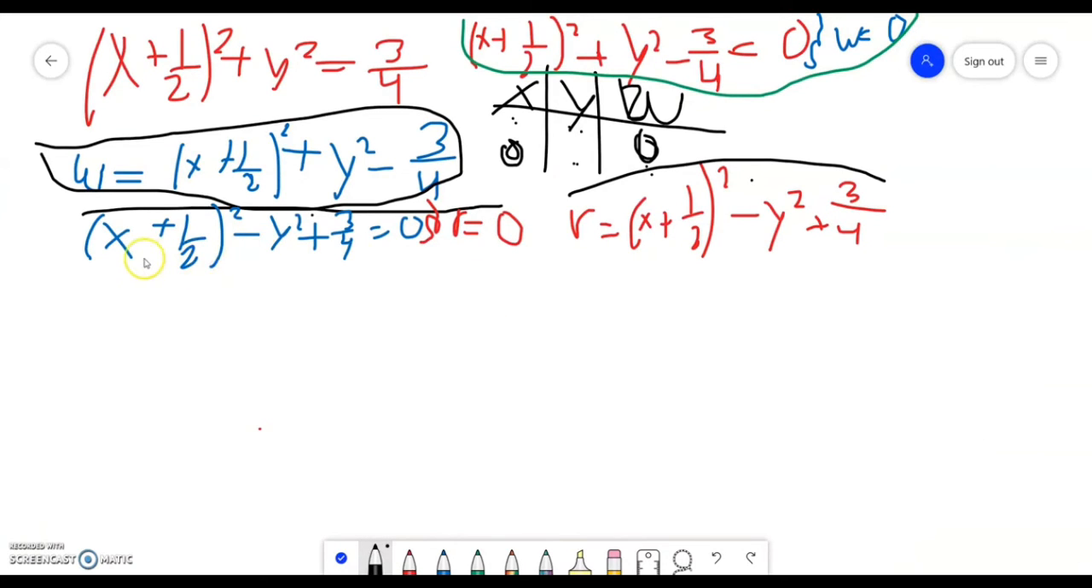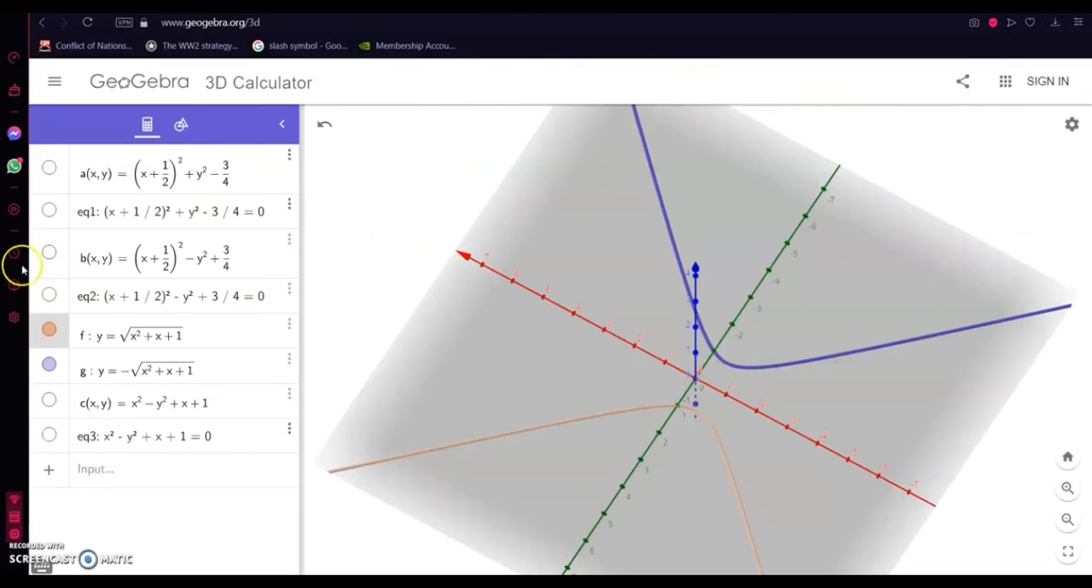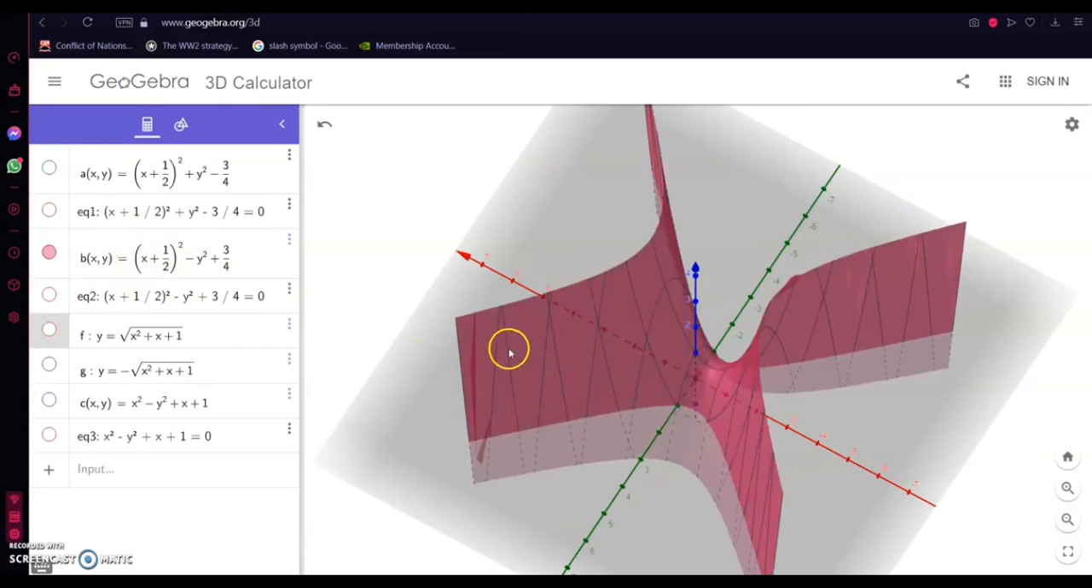Let's go back here. The initial equation was (x + 1/2)² − y² + 3/4 = 0. Also, can't we say this is a special case where r is equal to 0 and r is equal to this whole equation? That is correct. Now let's look at it deeper. Okay, let's remove these two because we know, we'll look at them later in their relation with this. But let's look at here. r = (x + 1/2)² − y² + 3/4. Look how it looks.